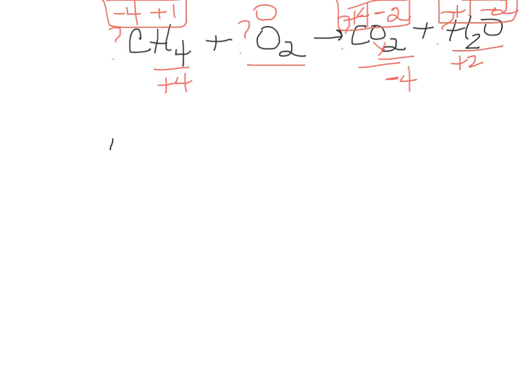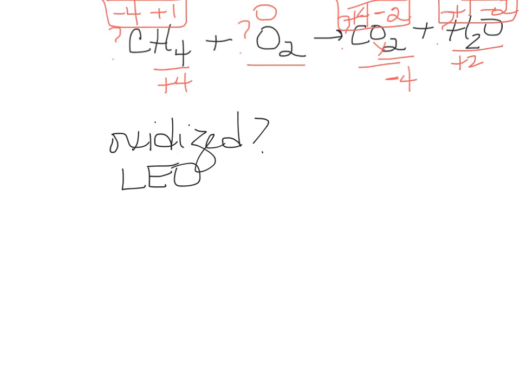Now, which element or substance has been oxidized? What does oxidize mean? Lose electrons. Okay. Which element has lost electrons? Remember that an electron has a negative charge. So if you lose an electron, that means it becomes more positive, right? A bigger number.